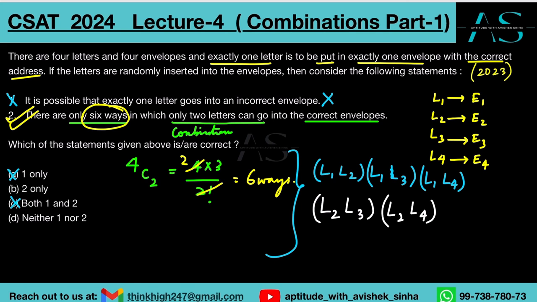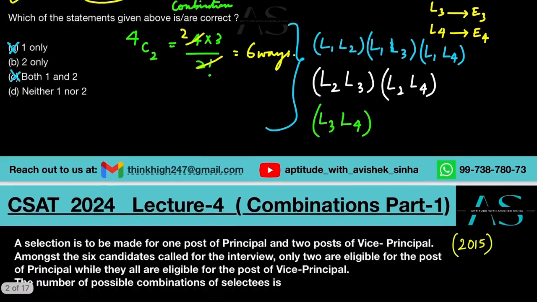Next, we can also take letter number 3 and letter number 4, because we have already taken letter number 3 and 2, and letter number 3 and 1. So as you can see, 1, 2, 3, 4, 5, 6. There are 6 ways in which only 2 letters can go into the correct envelopes. With the help of the formula and logical understanding, we have done this question. Chalo, let's move forward.